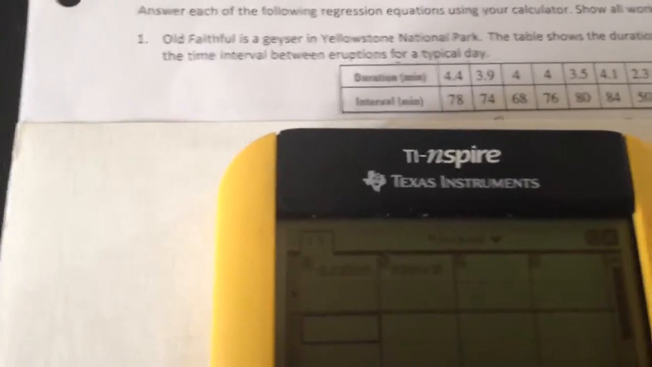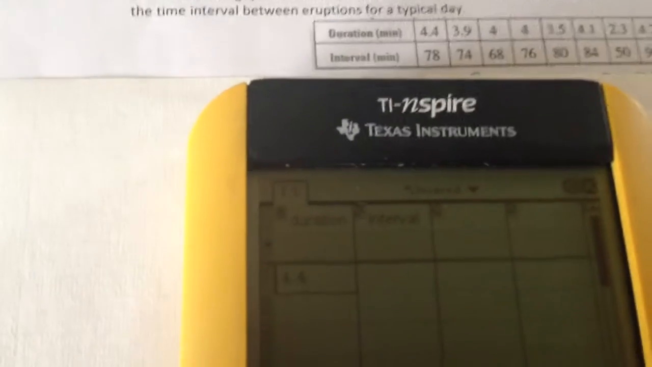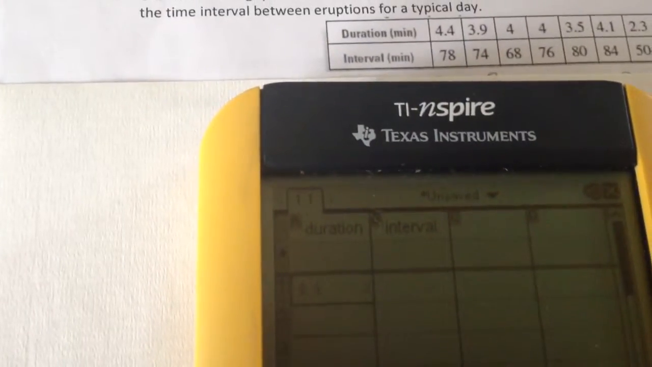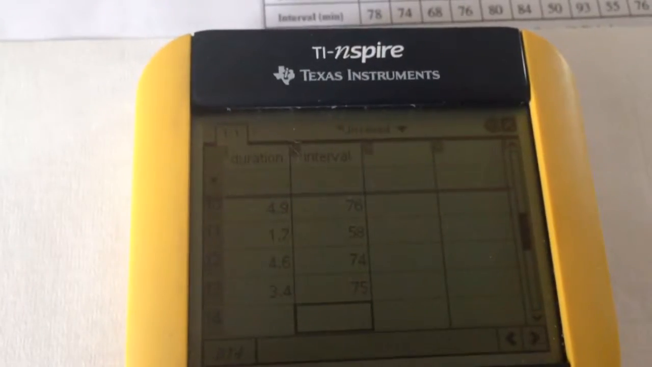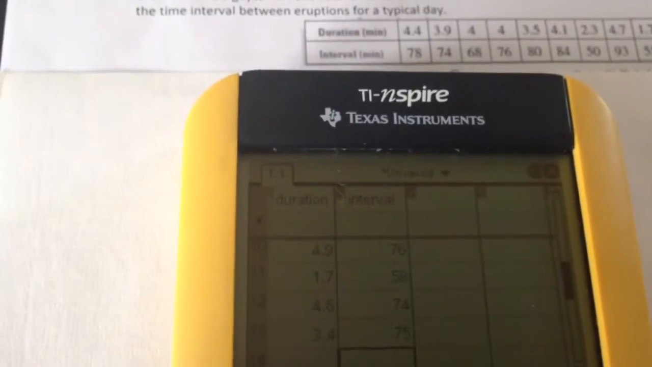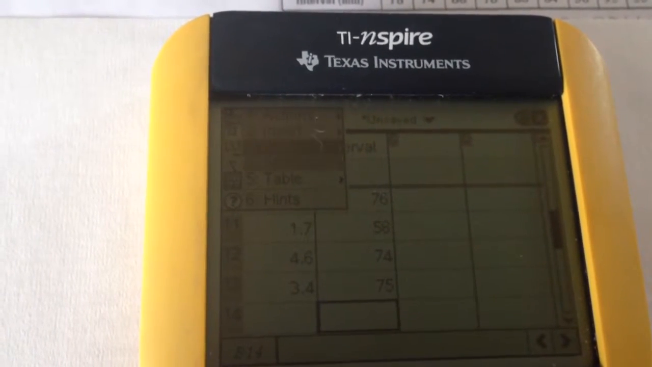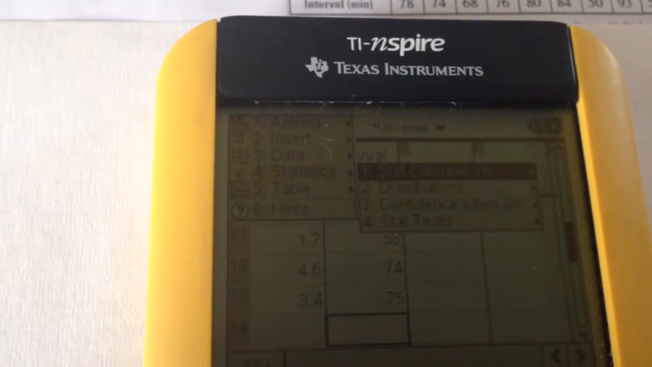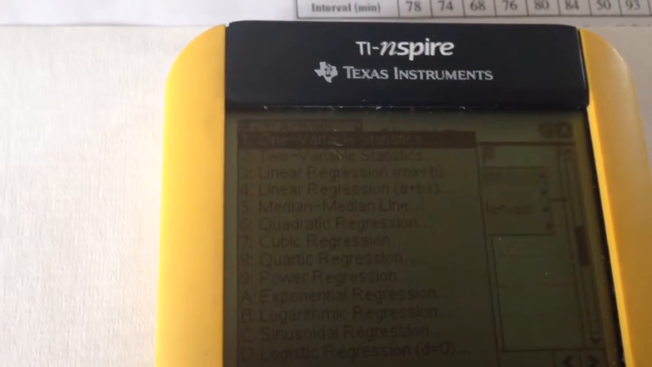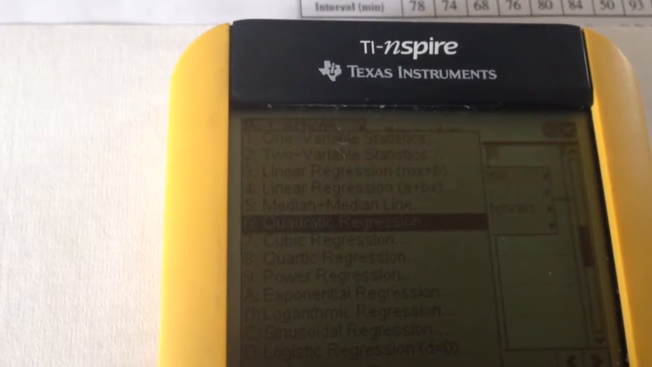And we're going to put our x value starting with 4.4, and our y values will go in under interval. Once we have all of our data in our calculator, we're going to go to Menu. We're going to select Statistics and Stat Calculations. And we want the equation for quadratic regression.